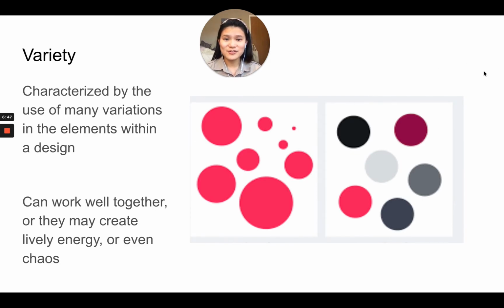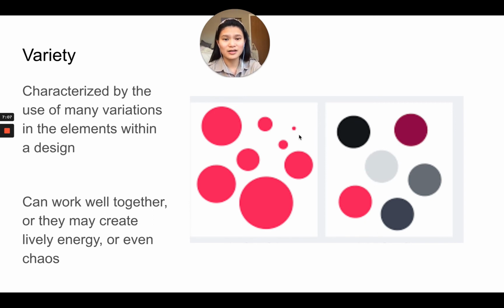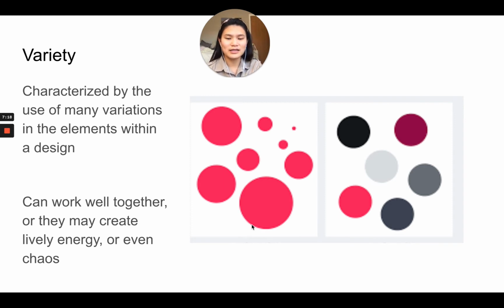And I'm using the same visual for variety because both can be used to represent that. So variety is characterized by the use of many variations in the elements within a design. So like I said, these dots are all different sizes. So there are a variety of sizes while they stay united through the color. And then these dots are the same size, but there's a variety in the color. So it can work really well together, or variety can create lively energy or even chaos. And maybe the goal is chaos if you want variety to create a dynamic composition.